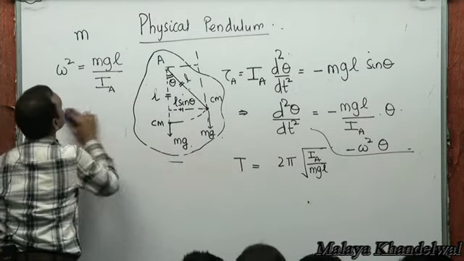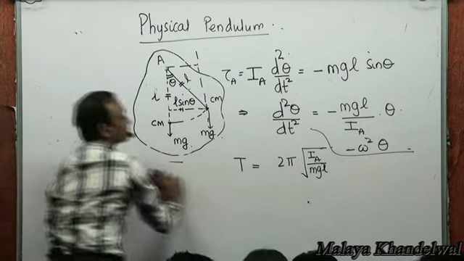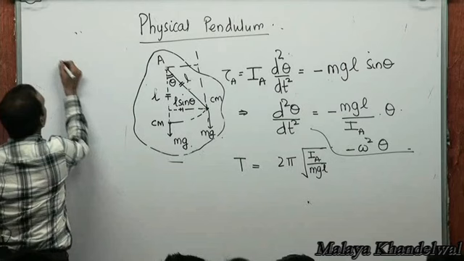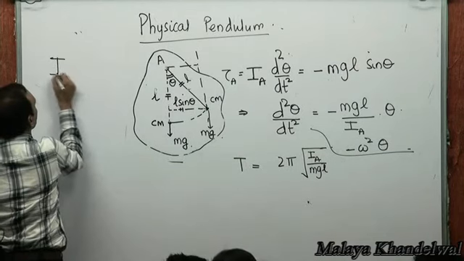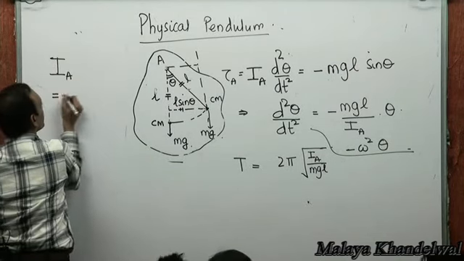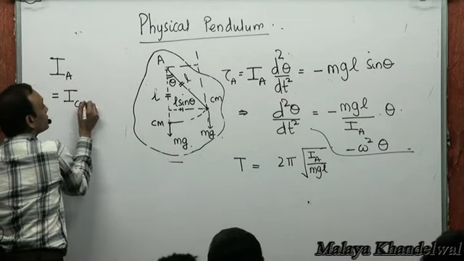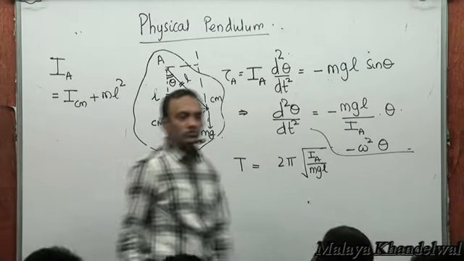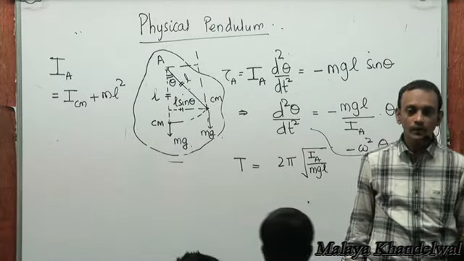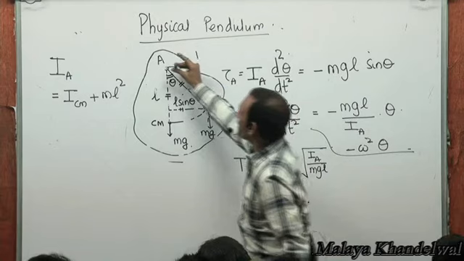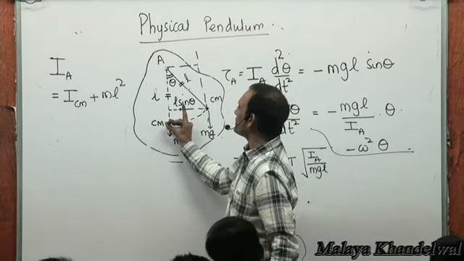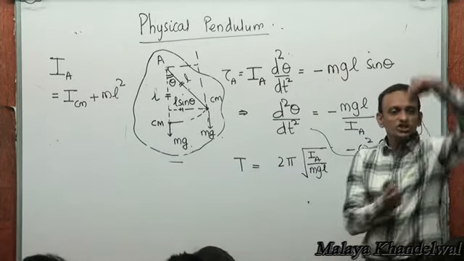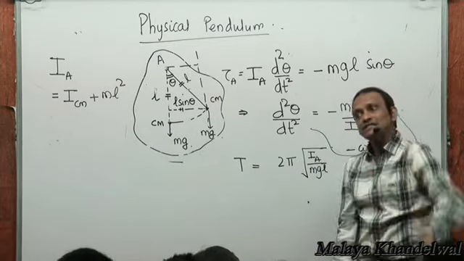Now, from the parallel axis theorem, do you realize that I about A is going to be I about CM plus ML squared? Parallel axis theorem: I about an axis passing through A is going to be I about an axis passing through CM plus ML squared. L is the distance between the point of suspension and the center of mass of this rigid body.